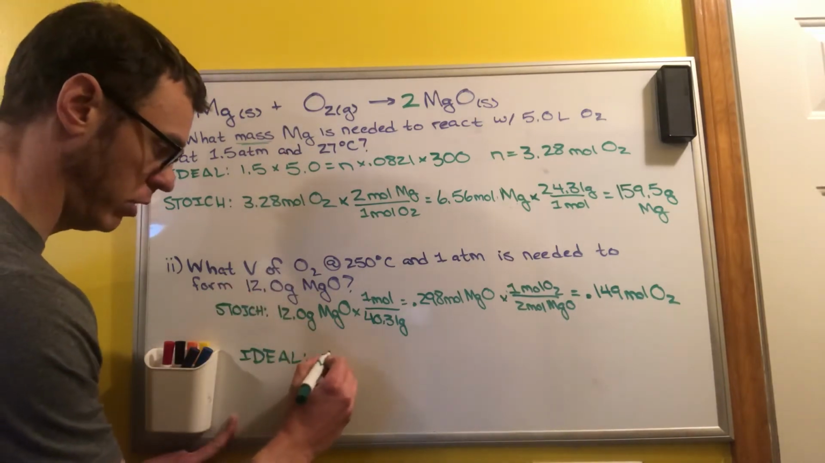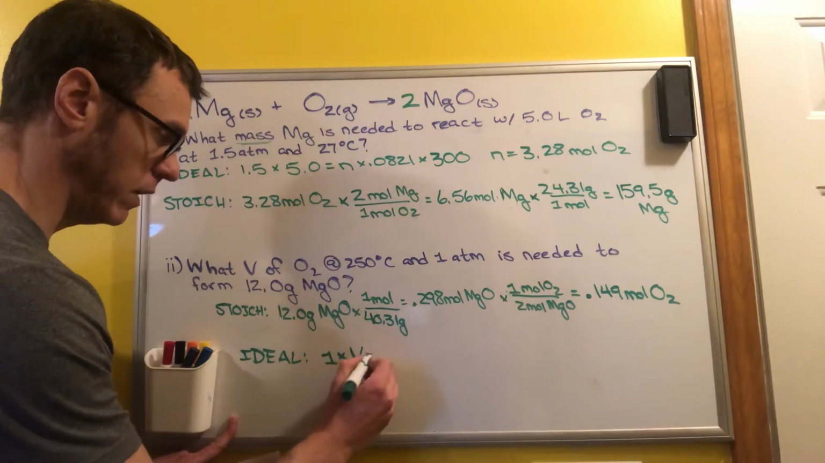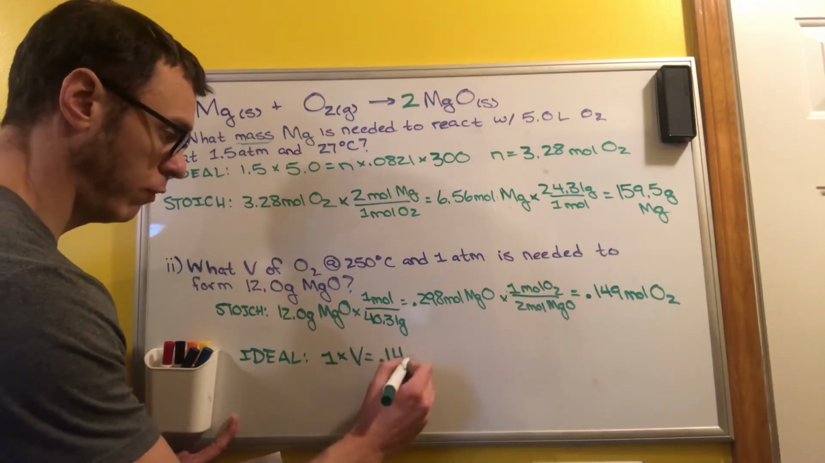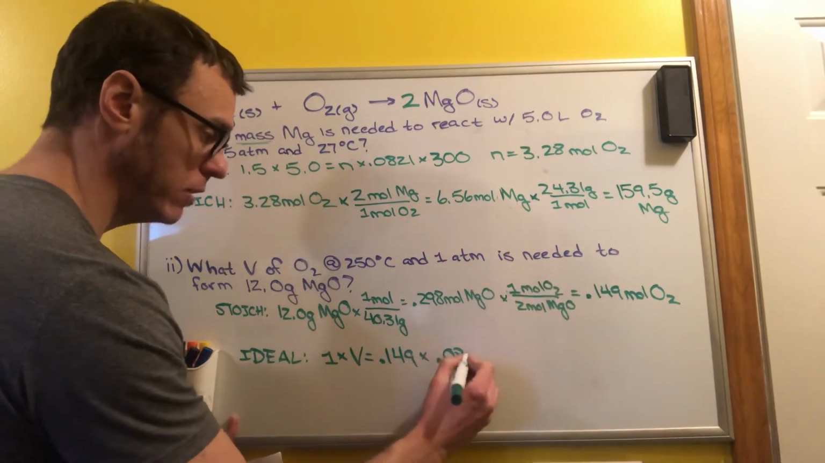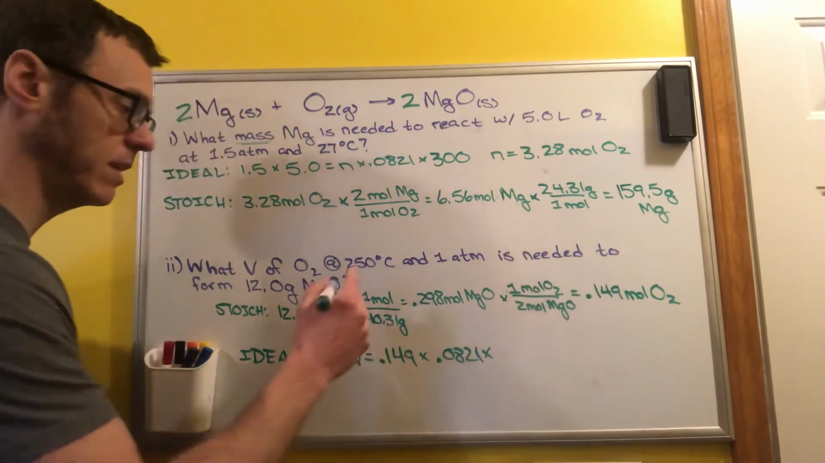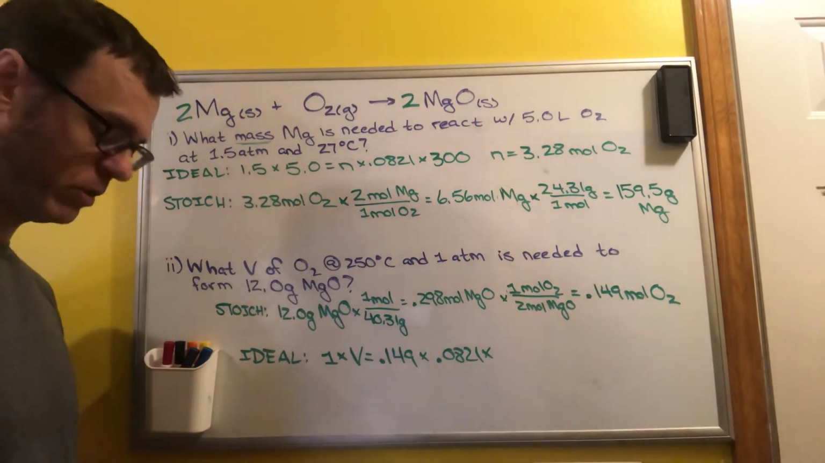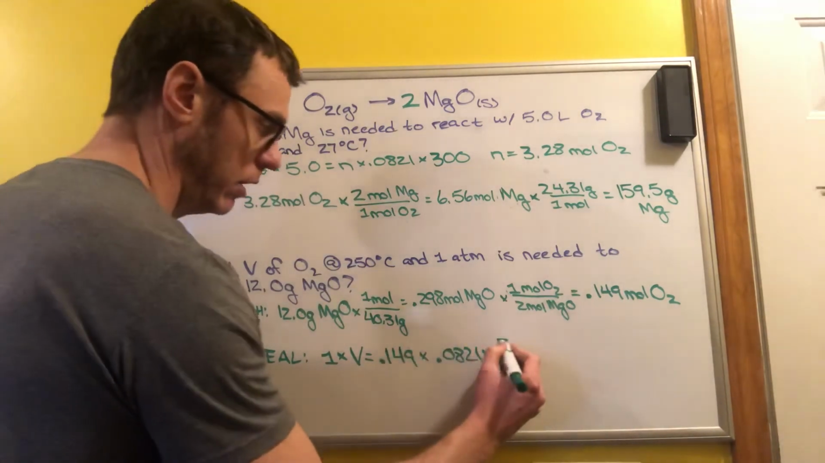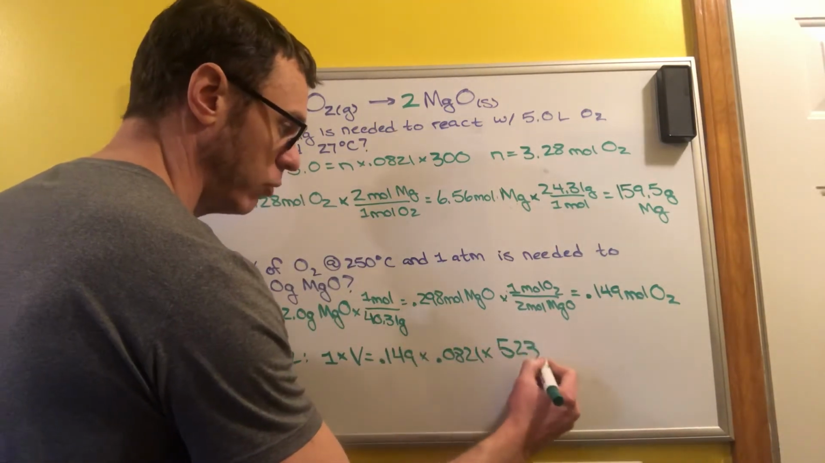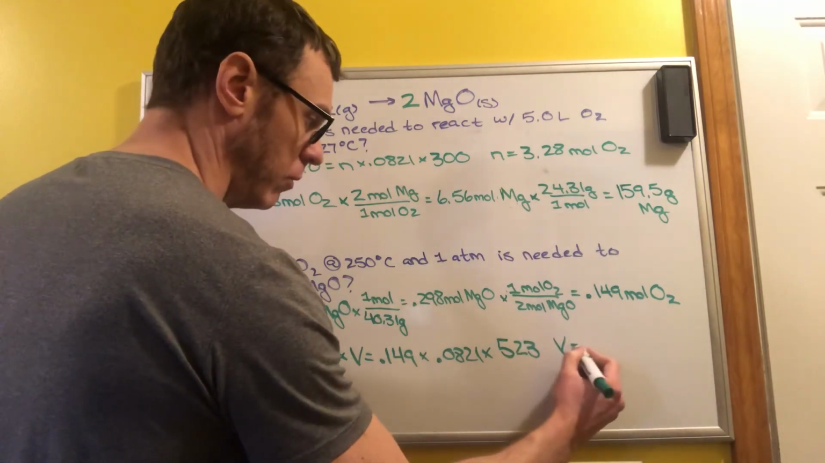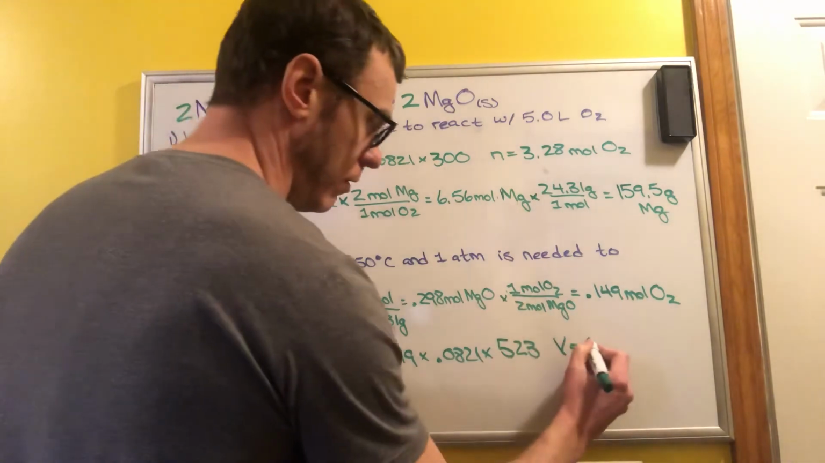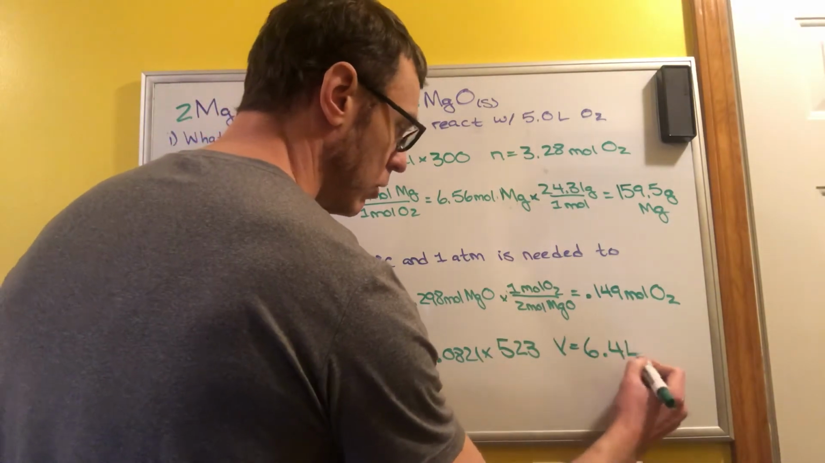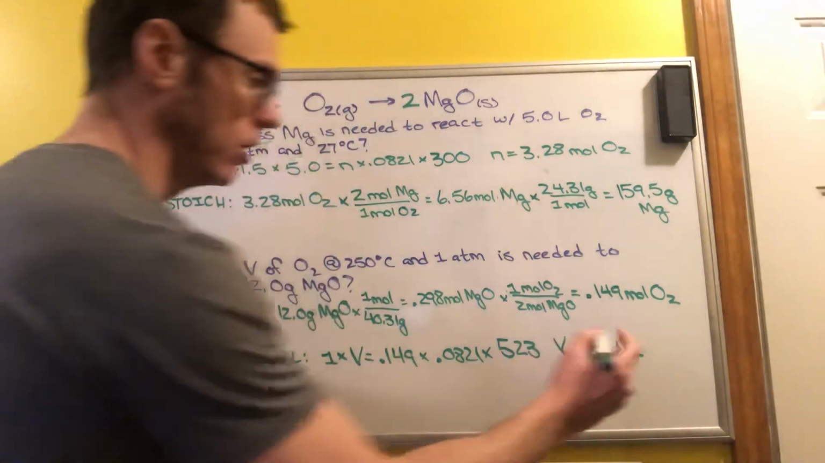So our pressure is 1, makes life easy. V we don't know, 0.149 moles, we just figured that out. 0.0821, that's our ideal gas constant. And our temperature is 250 degrees Celsius plus 273, which gives us 523 K. So once we go through and run through this algebra, we are going to get a volume of 6.4 liters of O2 gas.